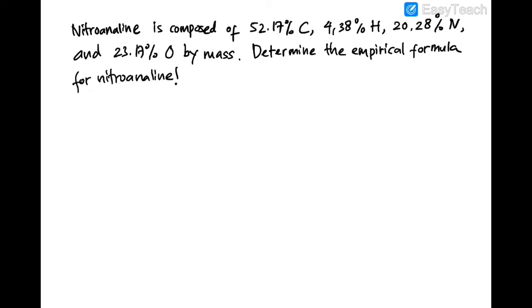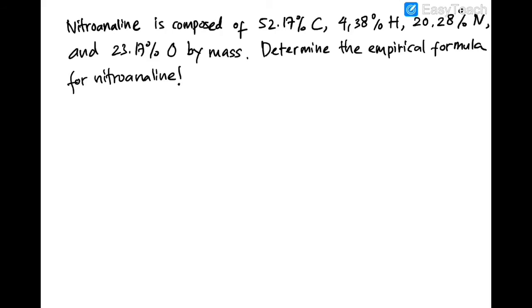Now, the mole concept is also useful to determine the empirical formula. Let's check this problem out. Nitroaniline is composed of 52.17% of carbon, 4.38% of hydrogen, 20.28% of nitrogen, and 23.70% of oxygen by mass. Based on this data, we are asked to determine the empirical formula for nitroaniline.